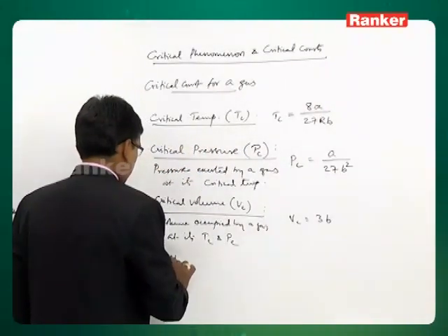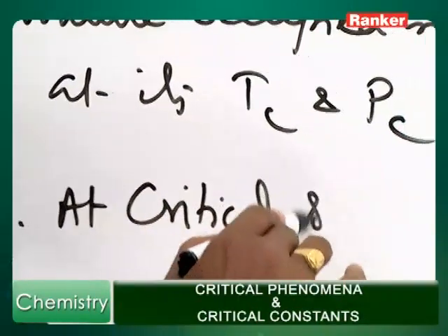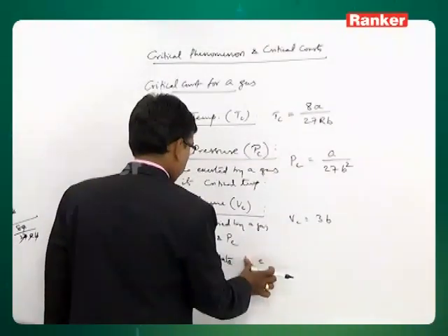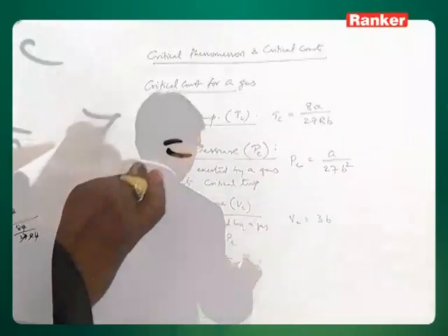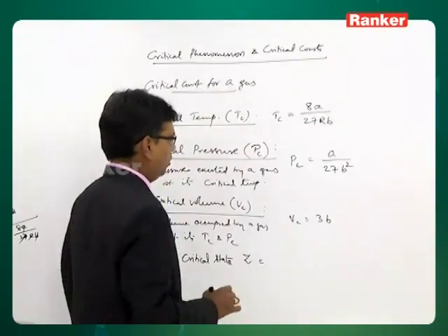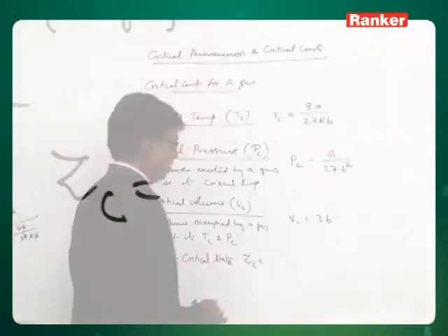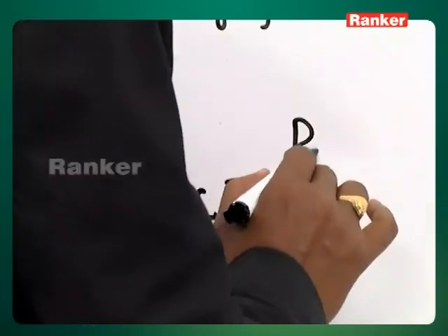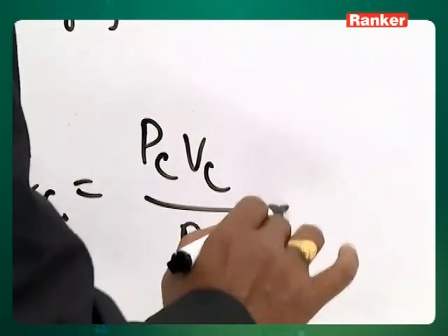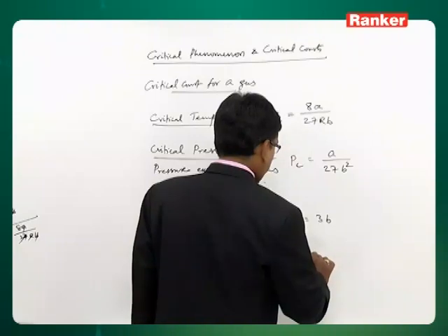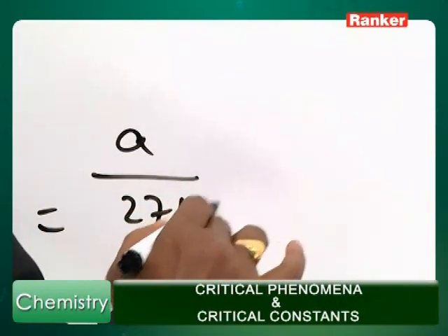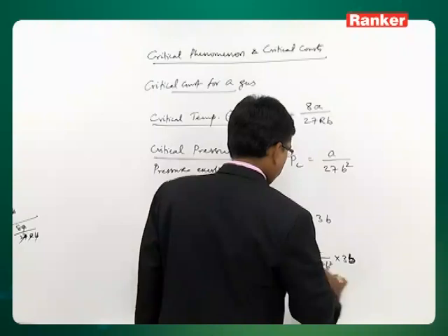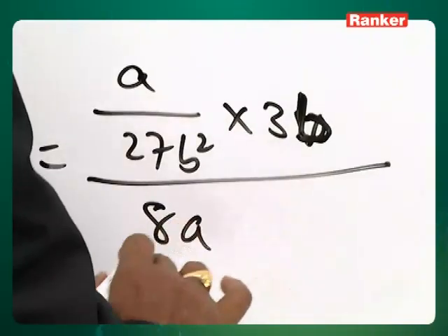Therefore, at a critical state, the compressibility factor Z for any gas, you can get it as ZC, that is the compressibility factor at critical state. If you take it, it is equal to PCVC by RTC, which is equal to: critical pressure is A by 27 B square, critical volume is 3B, and critical temperature is 8 A by 27 RB.